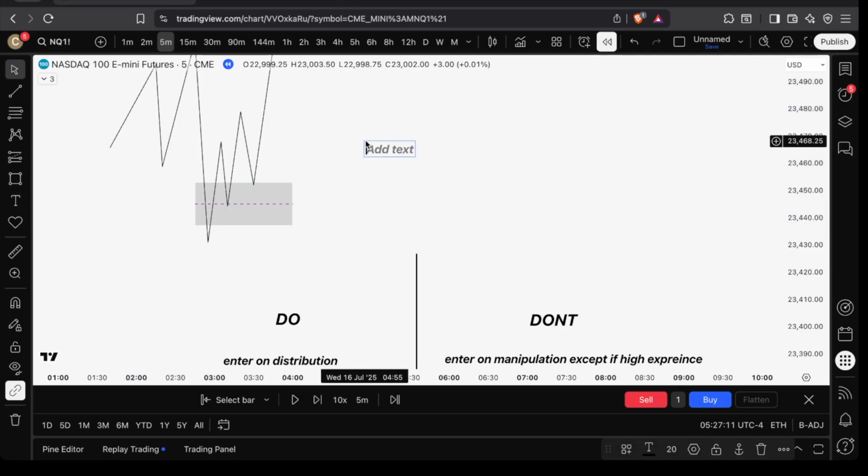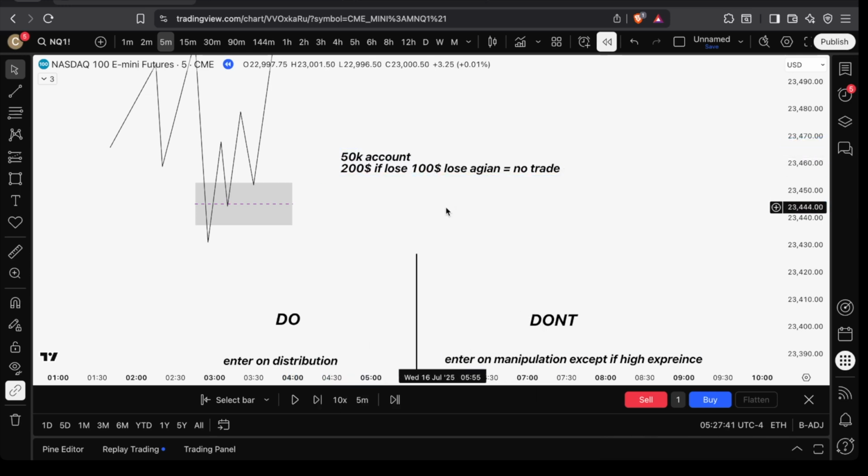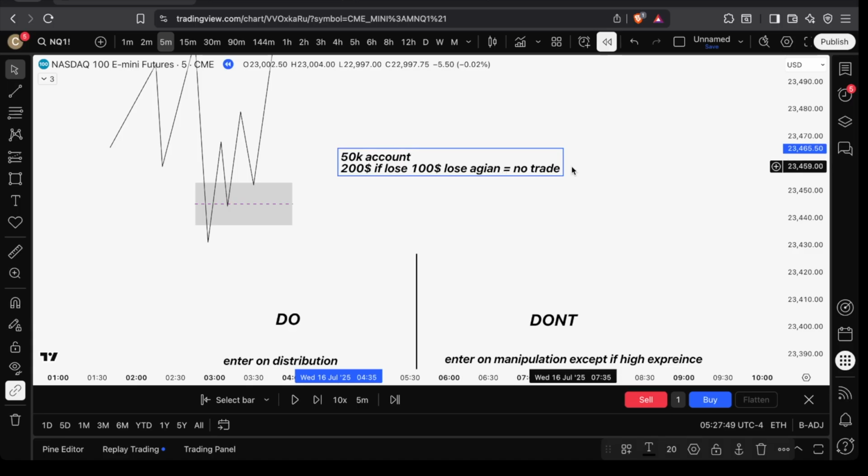But either way, if I am entering aggressive like this on trades, I am not going in with my full port, right? If I have, let's say, a 50K account, I am entering with $200. If I lose, I enter with $100. If I lose again, no trade. So this is only if you are trading aggressive, but if you are new, don't even try to do it, okay? You will lose accounts, you will lose your money, you will lose your mental.